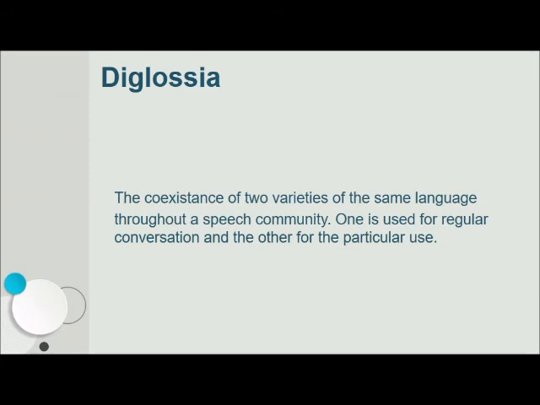Diglossia, the coexistence of two varieties of the same language throughout a speech community. One is used for regular conversation and the other for particular uses.